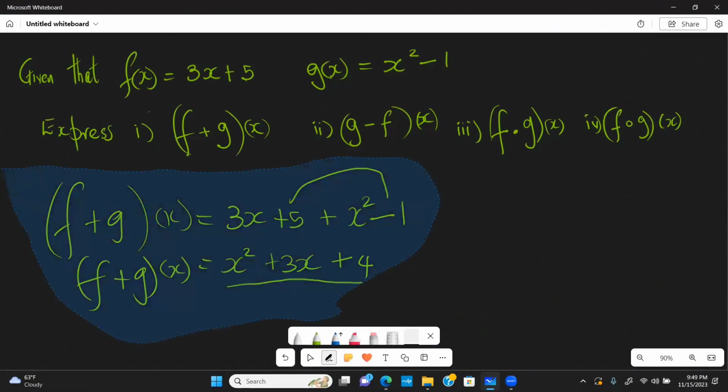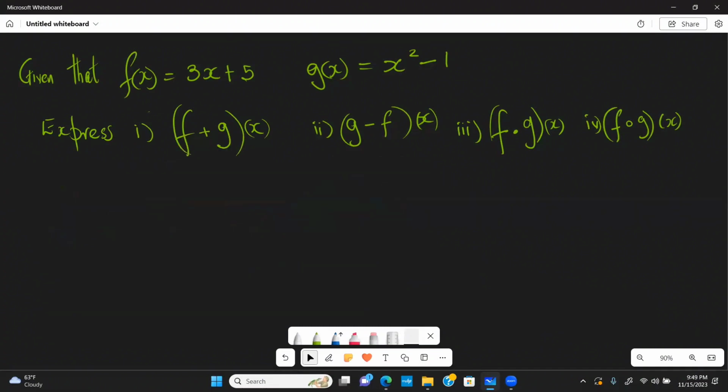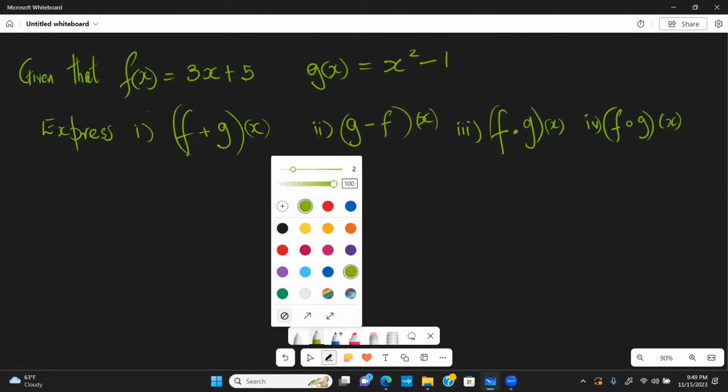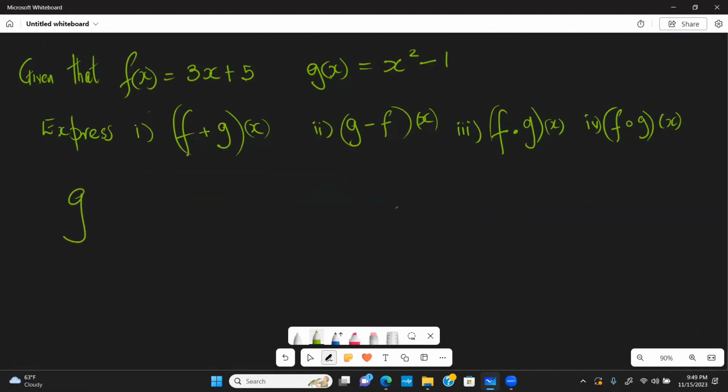Let's take a look at the other one. All right, so let us look at g minus f of x. In this one, I'm going to take the g function first, which is x squared minus 1, and I'm going to subtract the f function.